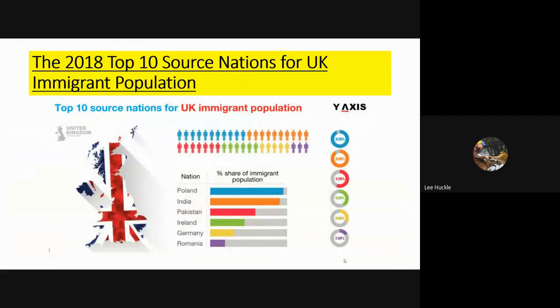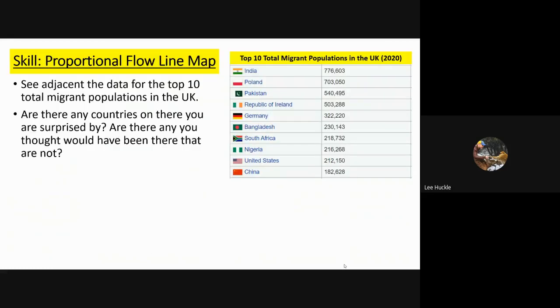What you'd have then done is very briefly, this shows you, had a look at the 2018 top 10 source nations for UK immigrant populations. And again, you'd have discussed this. And this leads you on to another proportional flow line map, which this time you'd have drawn yourselves. Previously, in the other lesson, you've looked at proportional line maps. You looked at how they work and what they show. You'd have then used this set of data to draw your own.